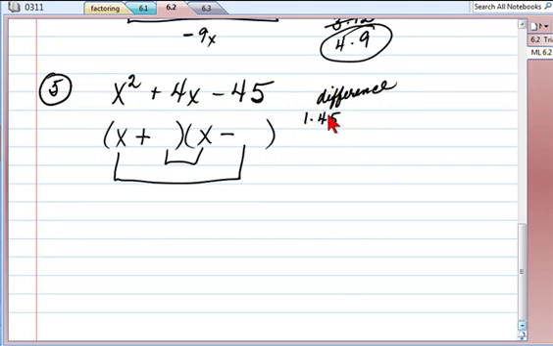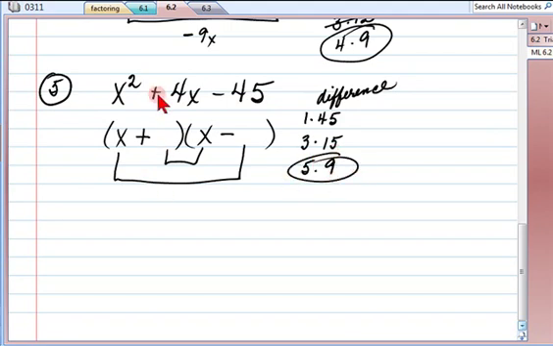1 and 45 do not have a difference of 4. Okay? 2 doesn't go into that, but 3 does. 3 goes in there 15 times. Do 3 and 15 have a difference of 4? No. All right, 4 doesn't go in there. 5 does. 5 times 9. Do 5 and 9 have a difference of 4? Yes. So that's my choice.